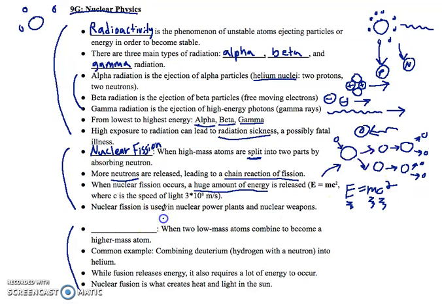And for that reason, nuclear fission is used in nuclear power plants and nuclear weapons. That's really what's happening: you're taking a little bit of mass and you get an enormous amount of energy. That's what makes these things possible.